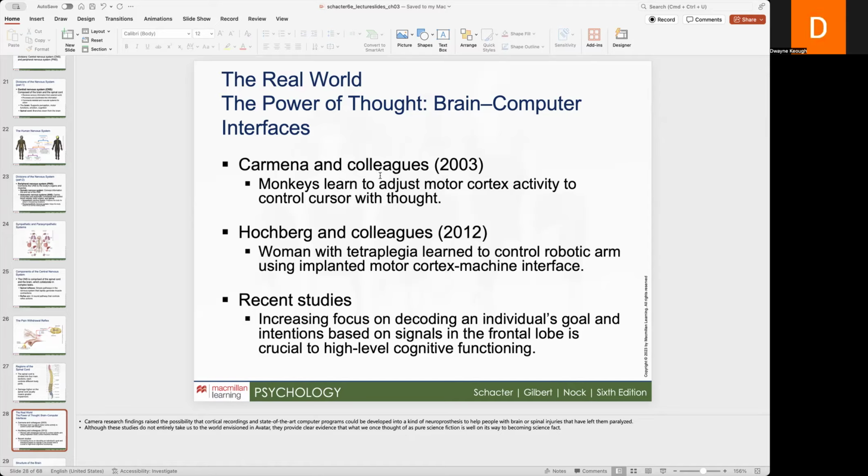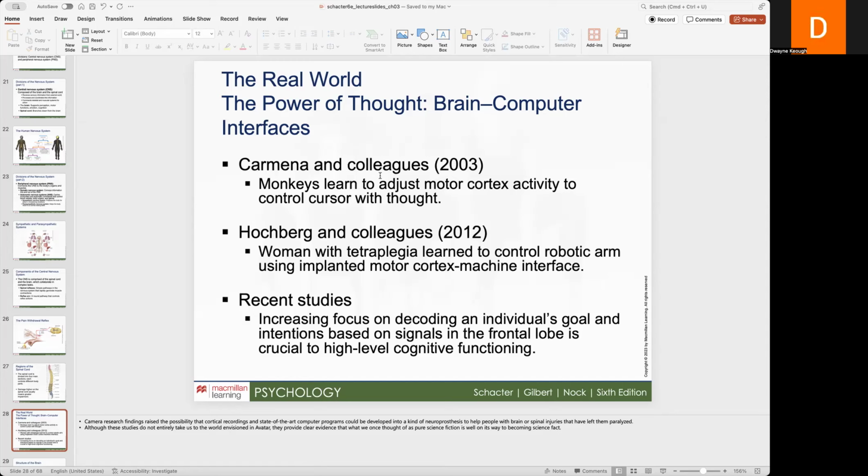In the real world, people have tried to train, and they have successfully trained, monkeys to learn to adjust the motor cortex activity to control cursors with thought. Meaning, if we understand how the motor cortex fires, we can insert electrodes in there and teach monkeys, with just thinking about moving, to actually move a cursor, which is pretty neat.